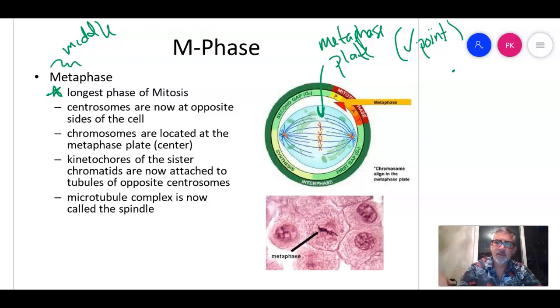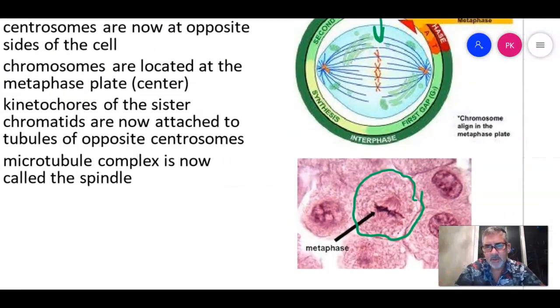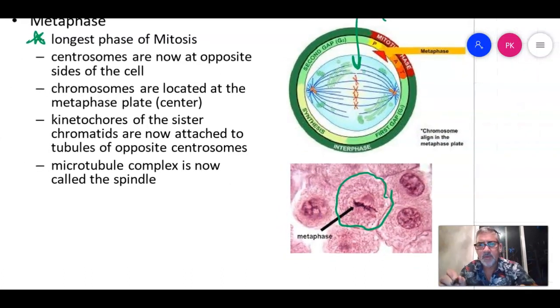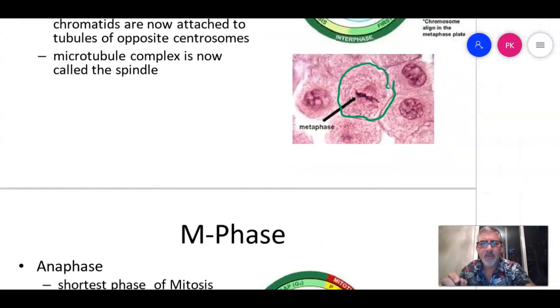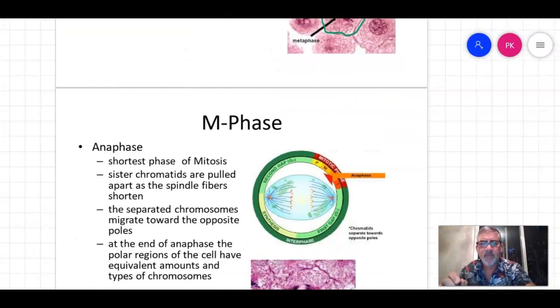So the centrosomes made these fibers. Now this is called the spindle. And like I said, if you look at this picture at the bottom, this is an animal cell, and this is metaphase because all the chromosomes are lined up. And if you look closely, you can see the spindle fibers there as well. There's no nucleus anymore, and we're getting ready to go. All right.